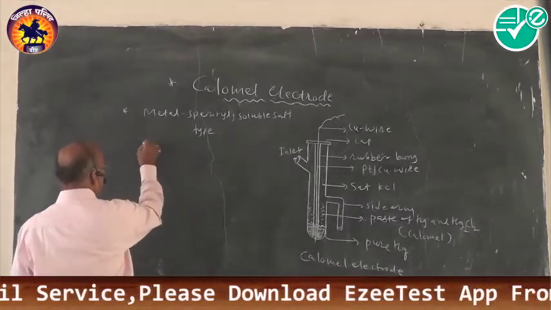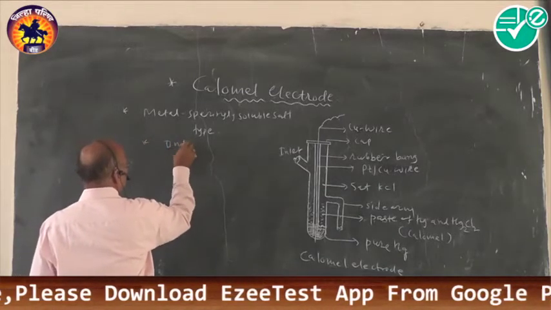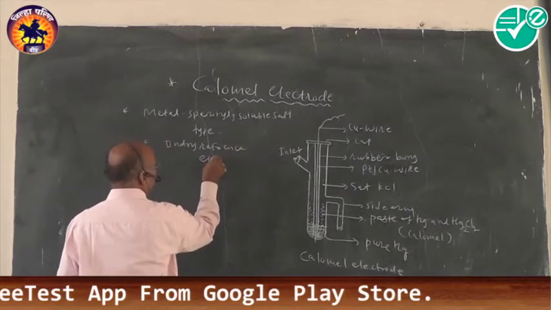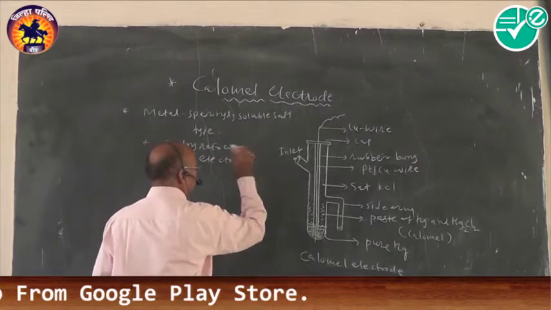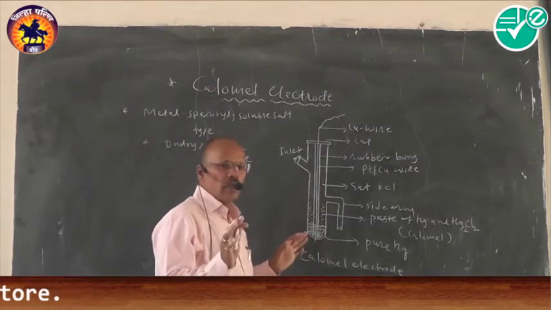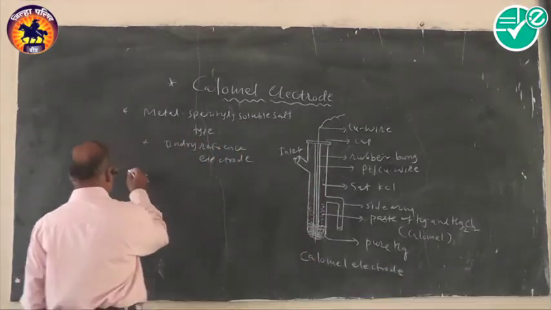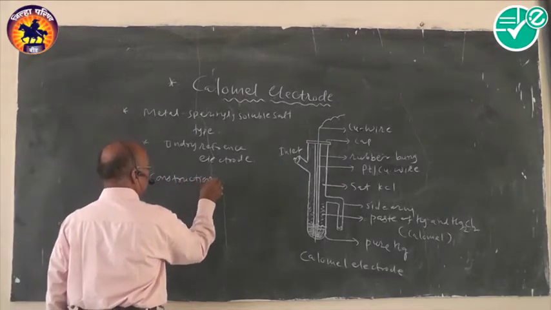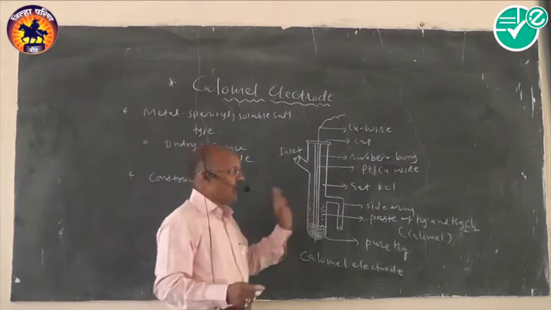Now the second point is that it is generally called the secondary reference electrode. This particular electrode is the secondary reference electrode. Now how to follow the construction? The construction is very simple. Now let us come to the construction of the same electrode. How should it be constructed? Let us go through the construction point by point.